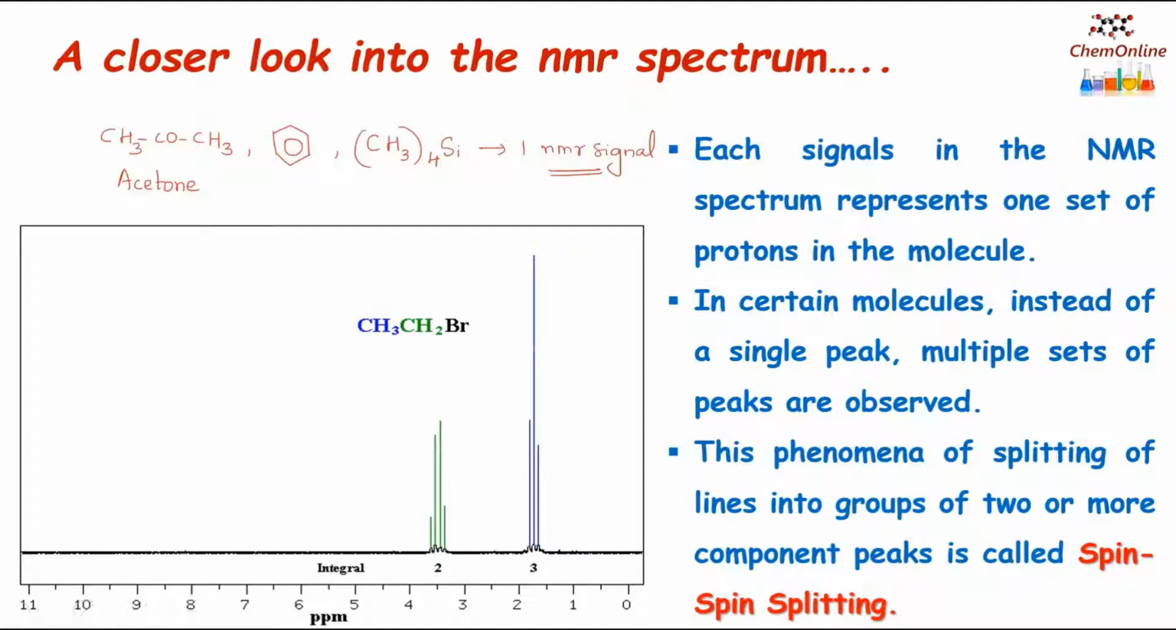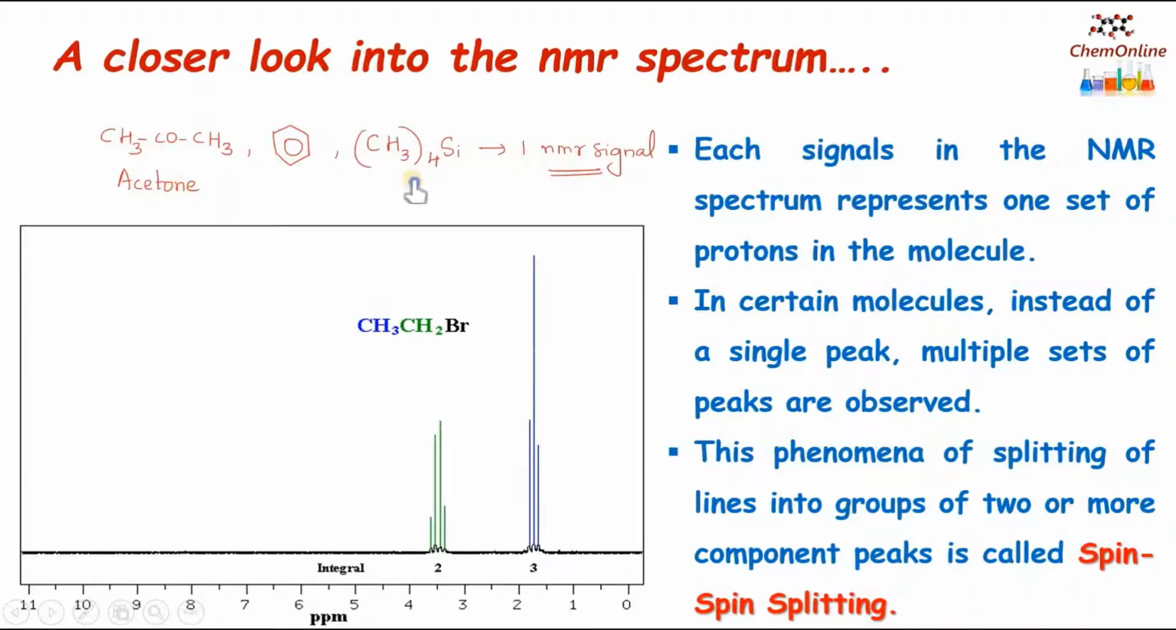We have seen that each signal in an NMR spectrum represents a particular set of equivalent protons, chemically equivalent protons in the molecule. And the number of signals will be equal to the number of equivalent sets of protons. For example, if we consider the case of acetone, CH3COCH3, similarly benzene, tetramethylsilane, which is a standard used in NMR.